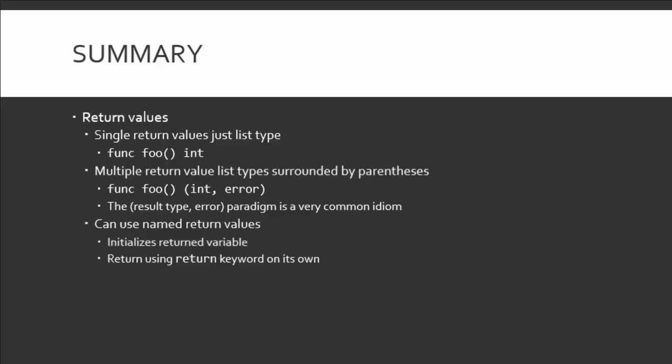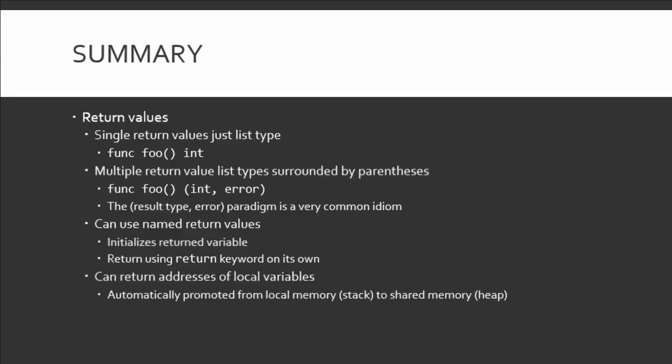You can also use named return values. So when you do that, instead of just providing the types in the return list, you're going to provide the name of that return value. So when you do that, the runtime is going to initialize that value for you to the zero value for that variable. And when you use the return keyword, all you need to do is enter return on its own. Go is going to find the current value of those return variables, and that's what's going to be returned out of your function. Another special behavior of Go is you can actually return the addresses of local variables as return values, and those are going to be treated properly. So when you do that, those variables are automatically promoted from local memory or stack memory up into shared memory or heap memory, so you don't have to worry about those values being cleared out as the function's stack memory is reclaimed.